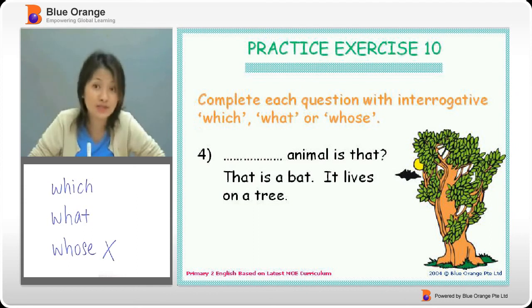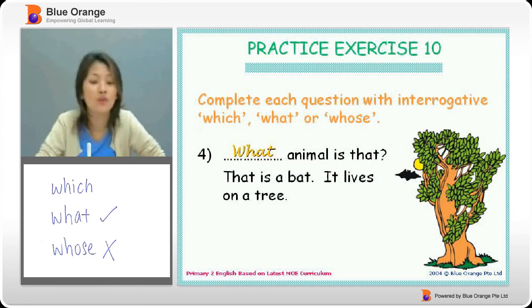Do we have a choice? Are we given a choice? No. We can expect the answer to be, oh, that is a bird. Oh, that is a leopard. That is a snake. Since there is no choice, then we have to choose the one that has no choice, which is what. What animal is that? That is a bat. It lives on a tree.